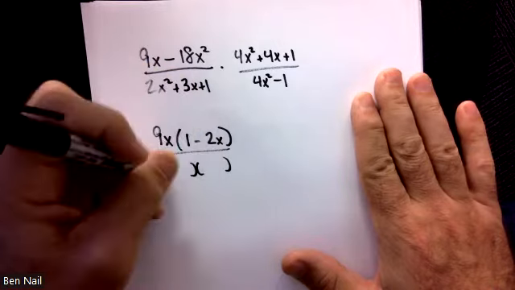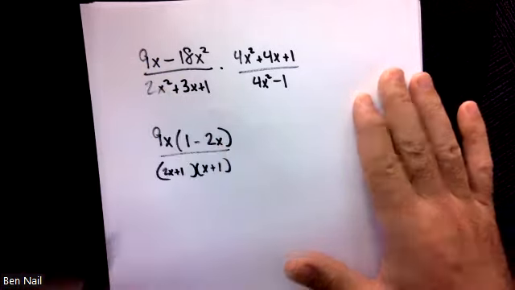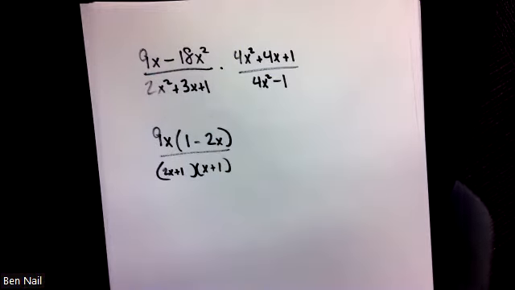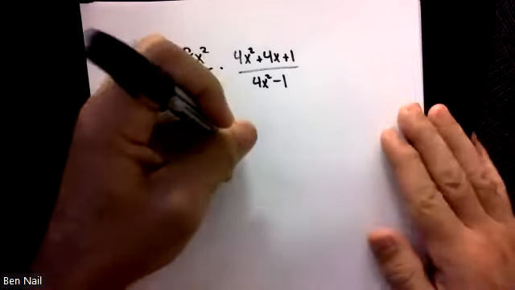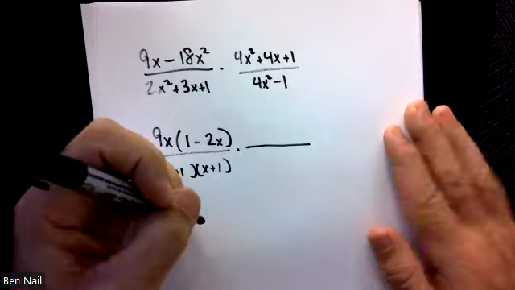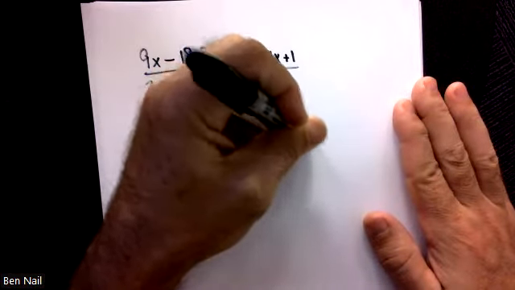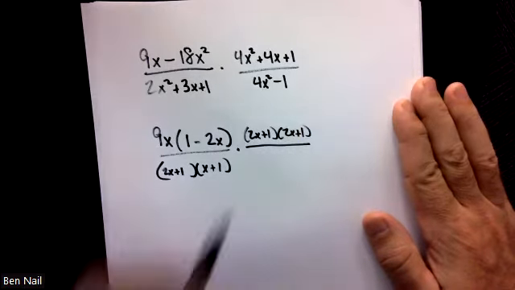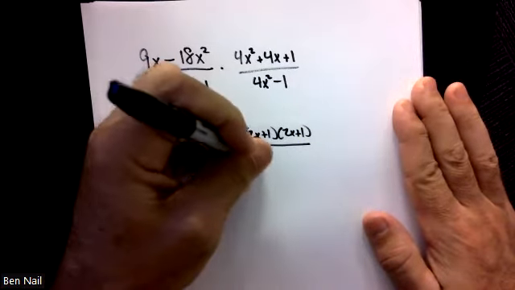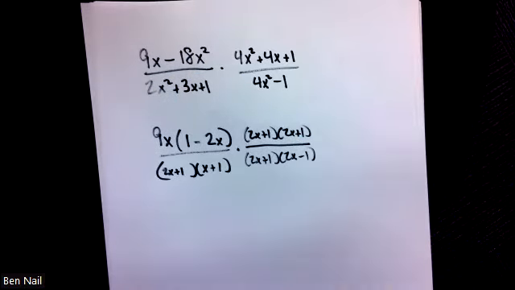This 2x squared plus 3x plus 1 factors into 2x plus 1 and x plus 1. Okay, 4x squared plus 4x plus 1 factors into 2x plus 1 and 2x plus 1. And 4x squared minus 1 factors into 2x plus 1 and 2x minus 1.